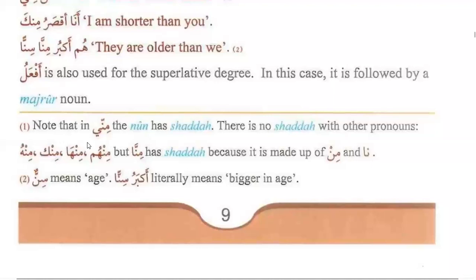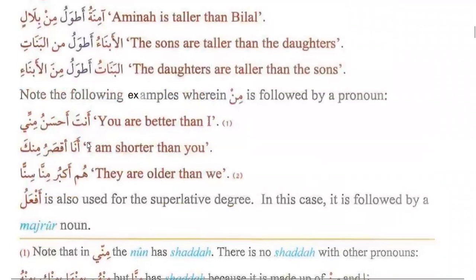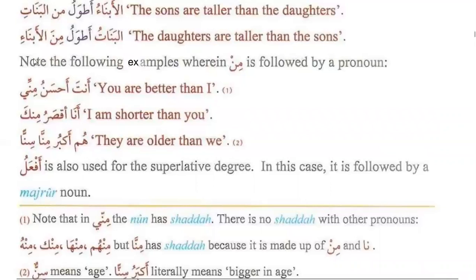Read the footnote. Note that in minni, the noon has a shadda. There is no shadda with other pronouns: minhu, minka, minki, minha, minhum. Minna has a shadda but is made of min and na. Sinnun means age. Akbaru sinnan means bigger in age. So here we are using the majrur form of the pronoun because of the harf jar min.